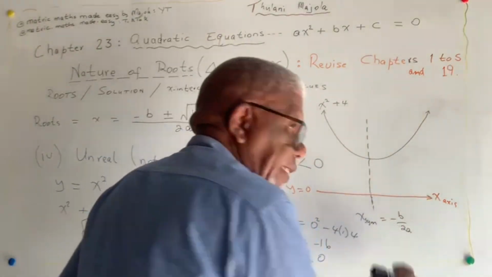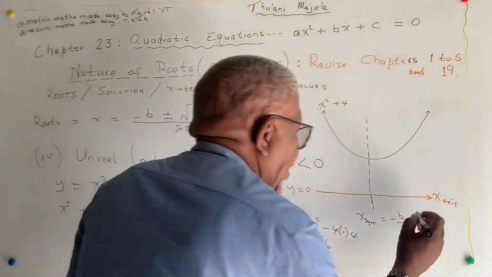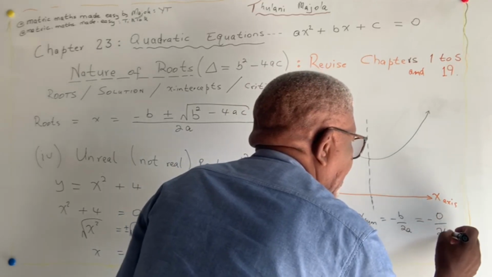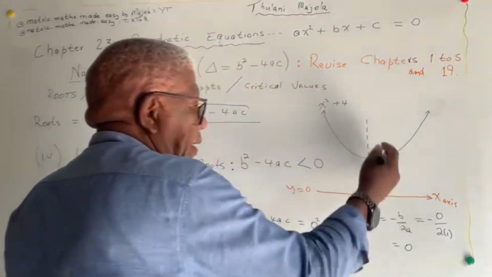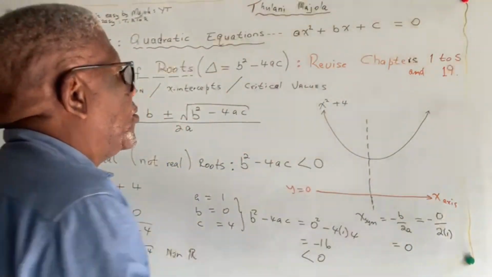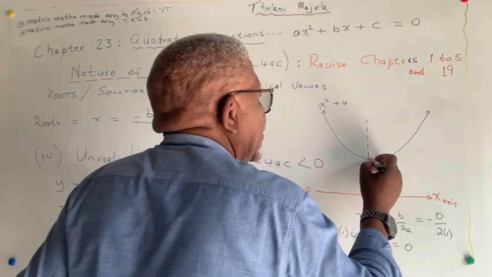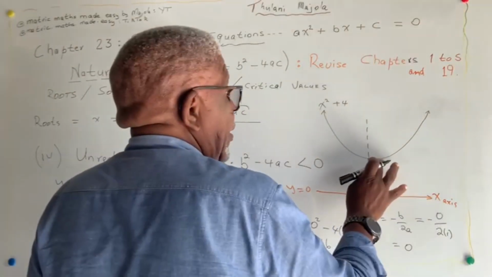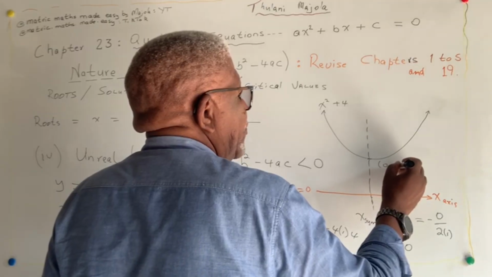If you take the axis of symmetry, x equals minus b over 2a, and minus b is 0, all over 2 times 1. Any 0 divided by any number is equal to 0. So the axis of symmetry is x equals 0. When x is equal to 0, your y will be equal to 4. So this point here is 4, and your minimum is 4.